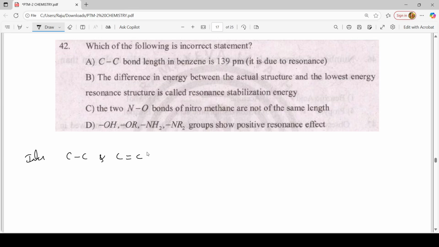Two nitrogen-oxygen bonds of the nitromethane are not of the same length. Actually, students, the two nitrogen-oxygen bonds are of the same length because of the resonance. This is the incorrect statement. And coming to the case of OH, oxyalkyl, amino, alkyl amino groups, they show positive resonance effect. This is absolutely correct. So A, B, and D are correct. The incorrect statement is option C. So option C will become the answer.